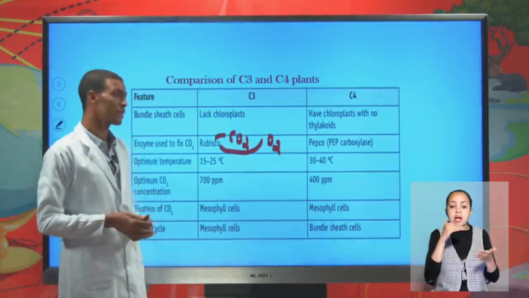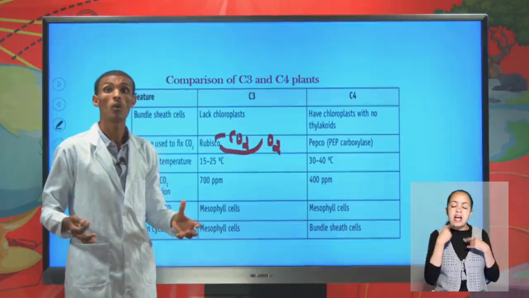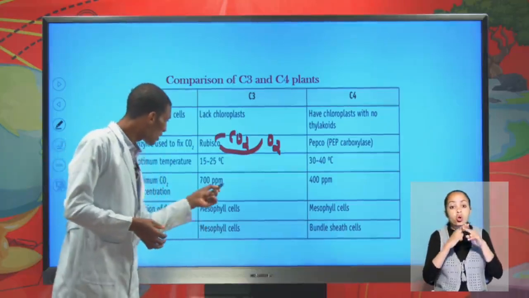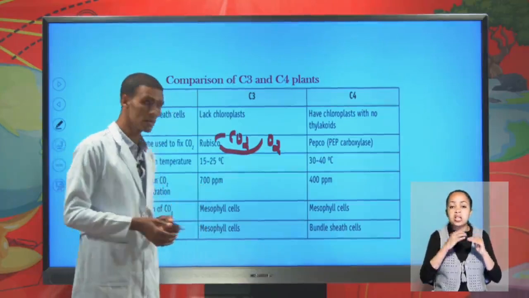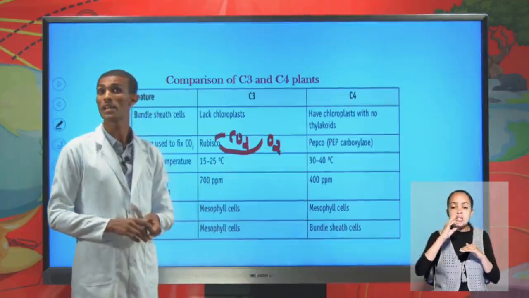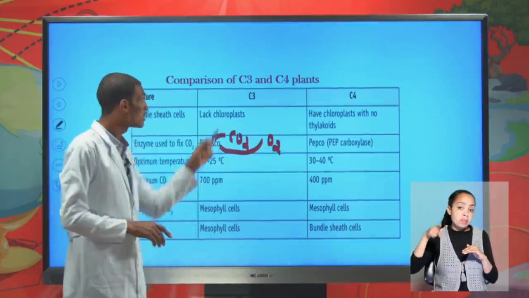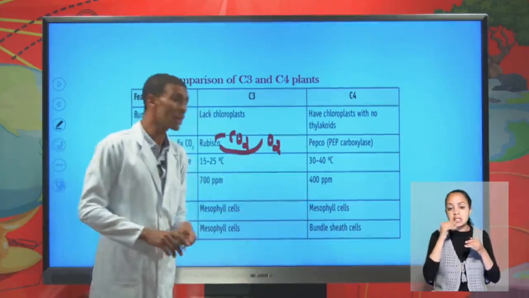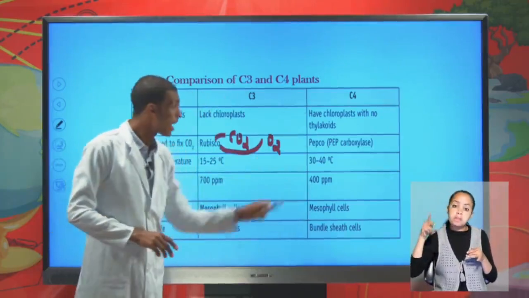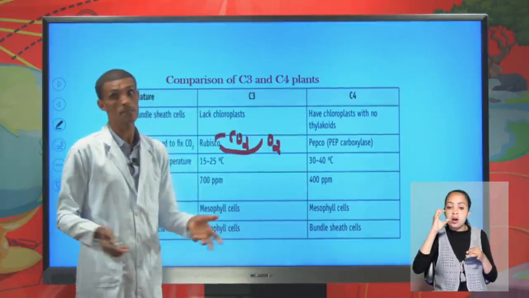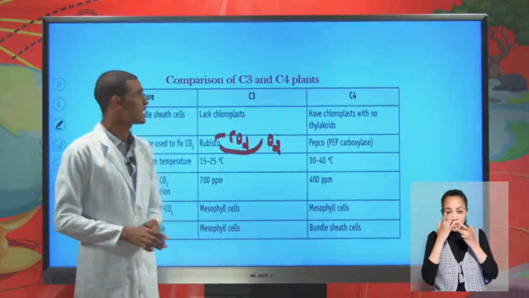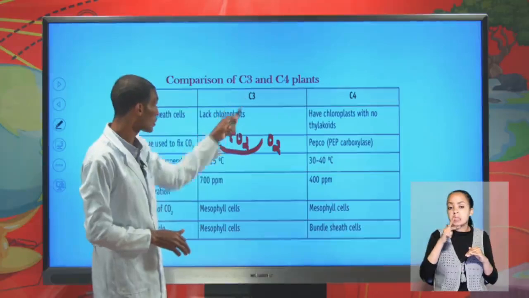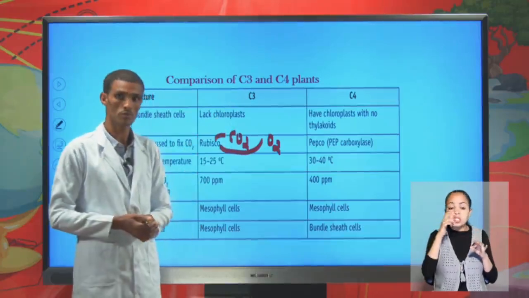And again here, they have different optimum carbon dioxide. If the concentration of carbon dioxide becomes high, about 700 parts per million, C3 plants experience it. This can be about 400 parts per million at lower carbon dioxide. So, increasing the concentration of carbon dioxide is very effective for C3 plants.